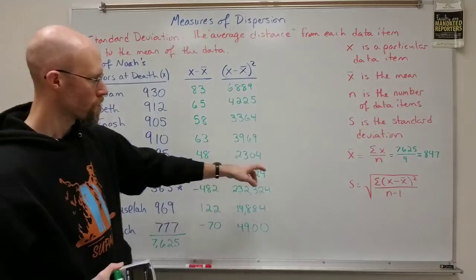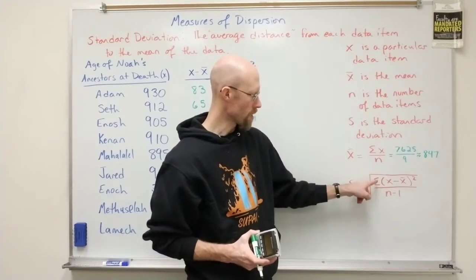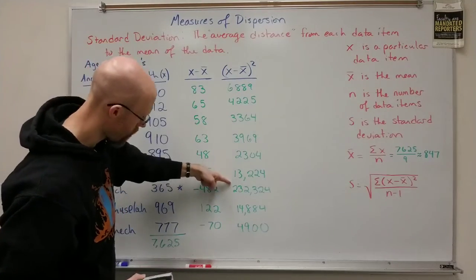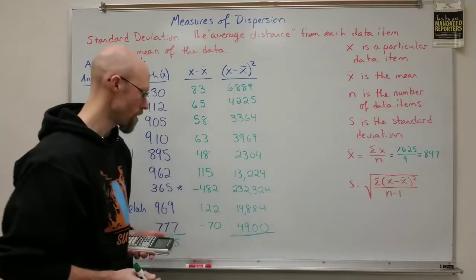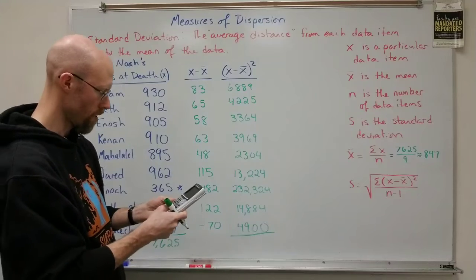Now, once we've calculated the difference and then squared each of them, we add them all together. That's what the sigma notation means. So I'm going to go right down this line and add all those 9 numbers together, and I'm going to get a sum.